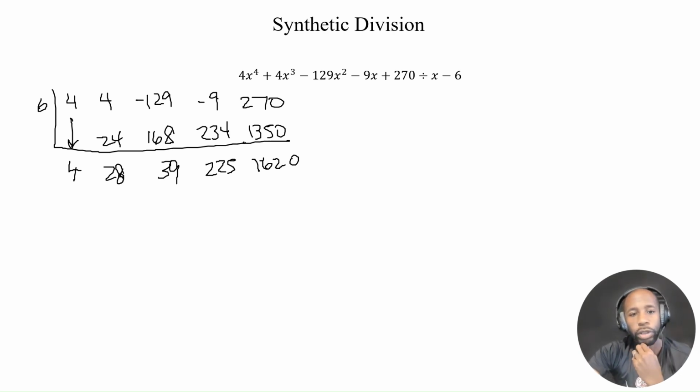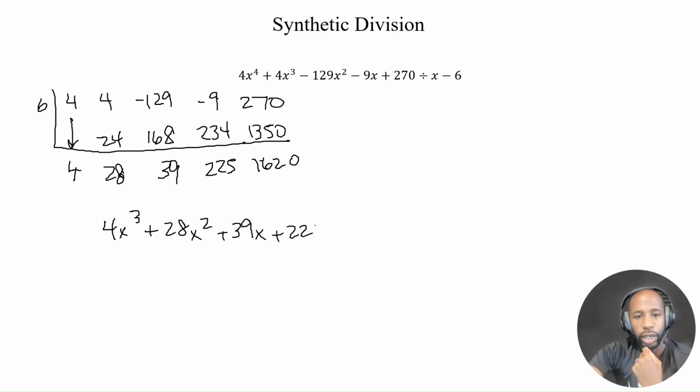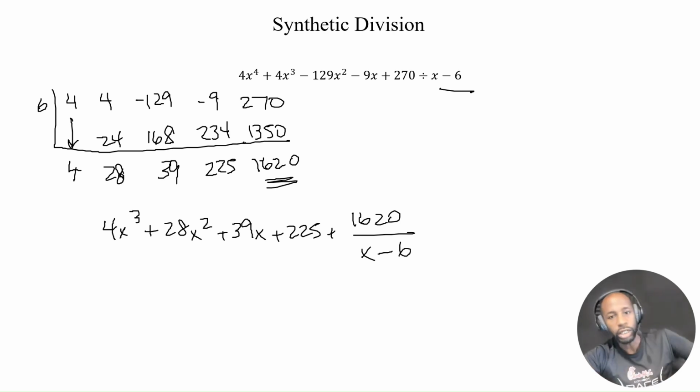Okay, and so remember the answer is going to start with x cubed because we're dividing the x to the fourth by x. So it's going to be 4x cubed plus 28x squared plus 39x plus 225 plus the remainder over that binomial, plus 1620 over x minus 6. Just remember, it's the same way as if you're doing long division with numbers. It's the same way. All right.